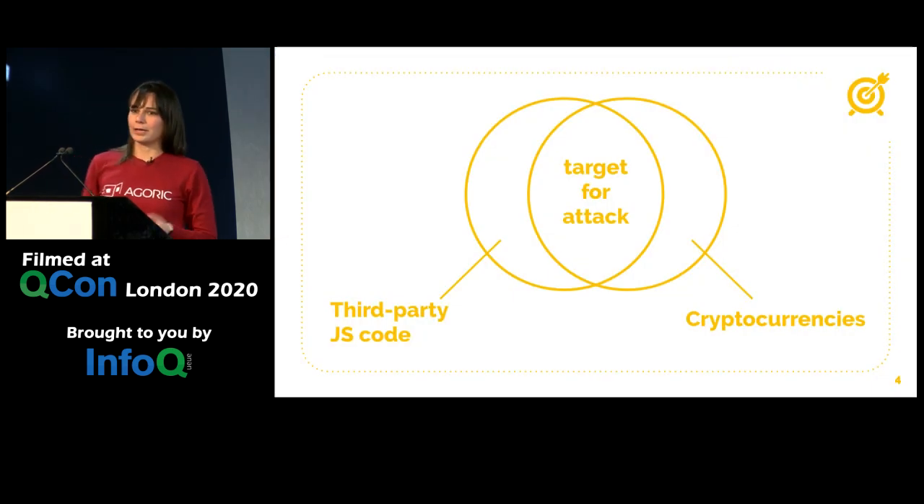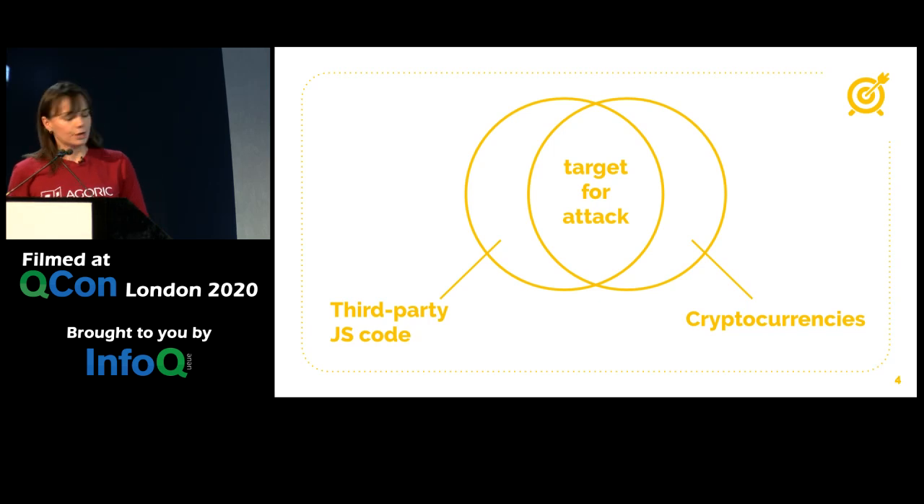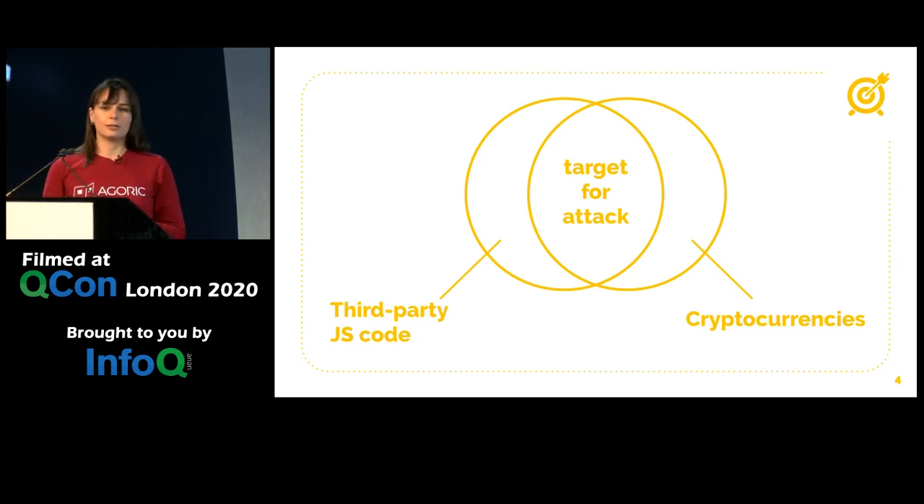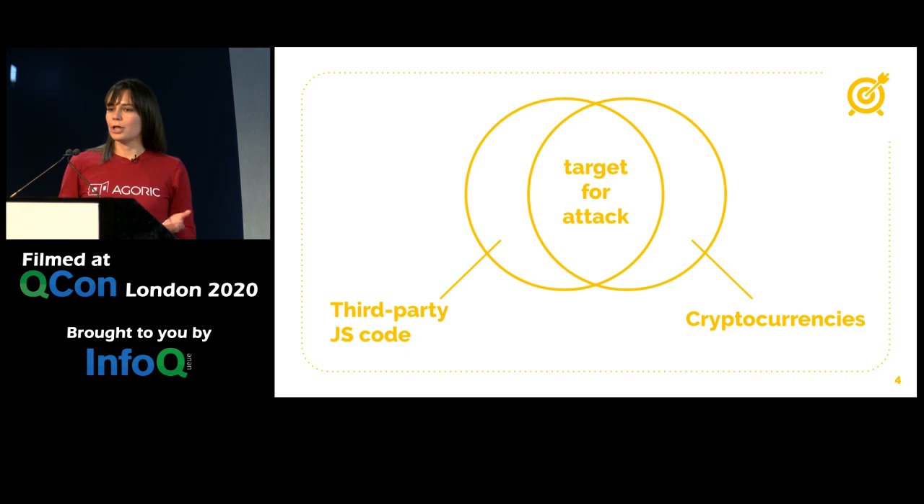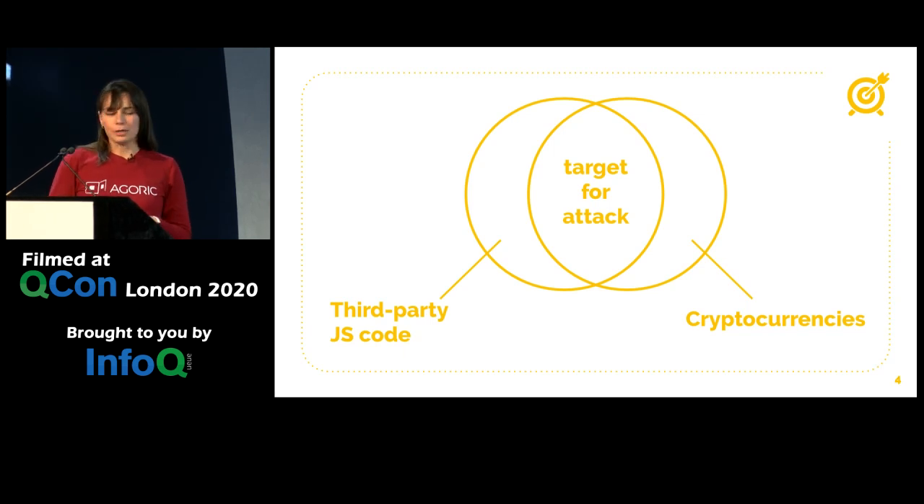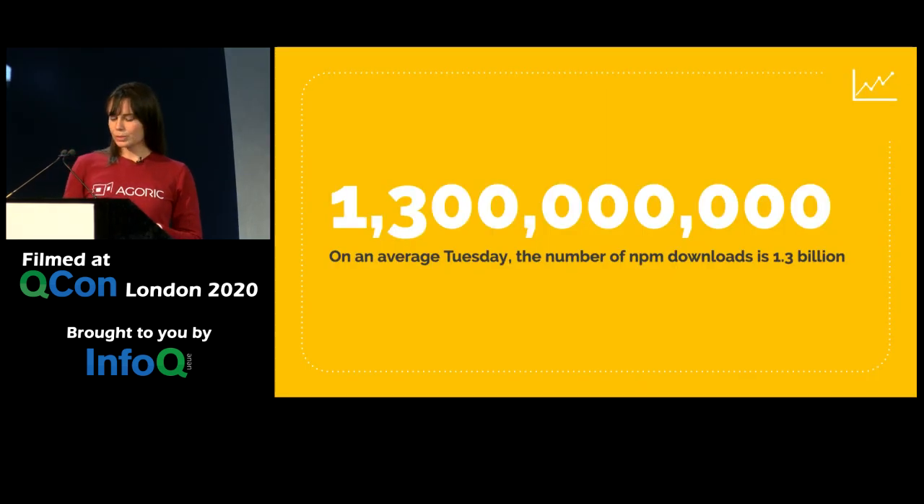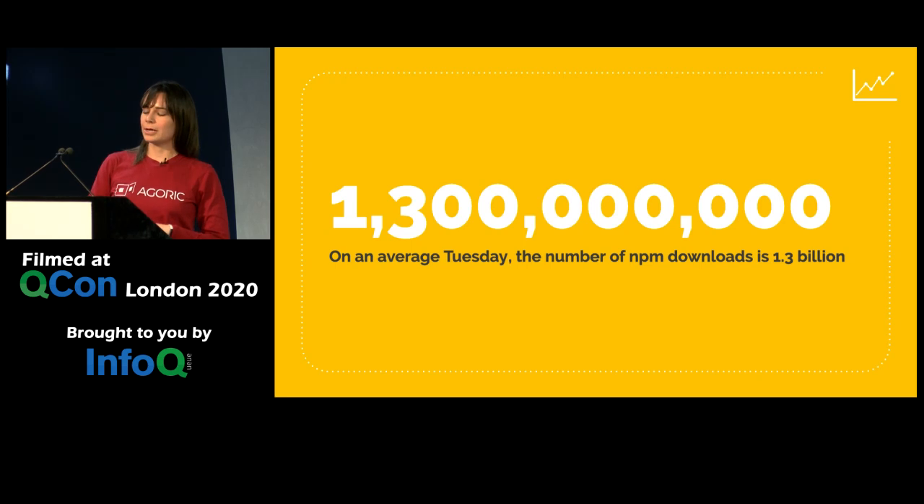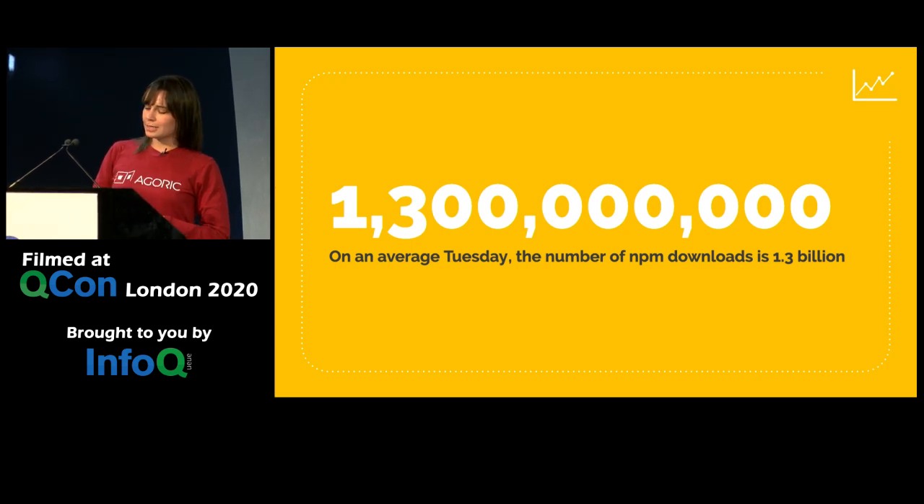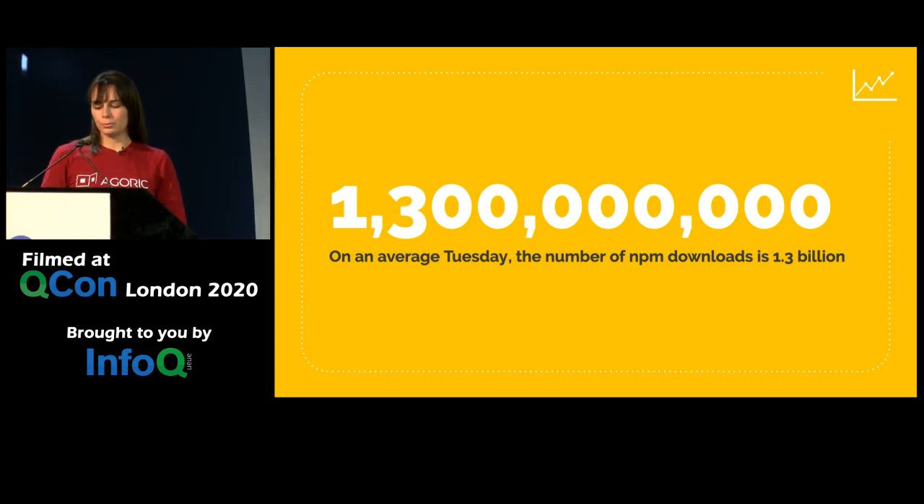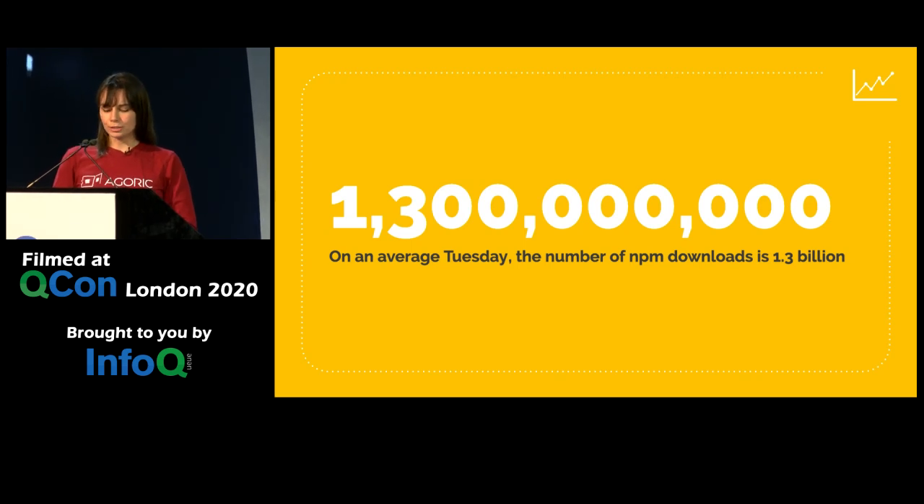So at Agoric, like I was saying, we're at this intersection of cryptocurrencies and third-party JavaScript. We use a lot of JavaScript packages. And it turns out that this intersection is just a really A+ target for attackers. So what's going on here? NPM has some great statistics. They say that there's over 1.3 billion downloads of NPM packages on an average Tuesday. So that's a lot of downloads.